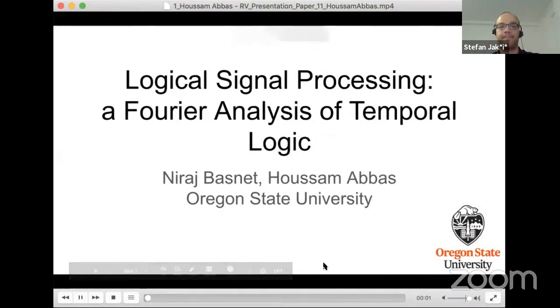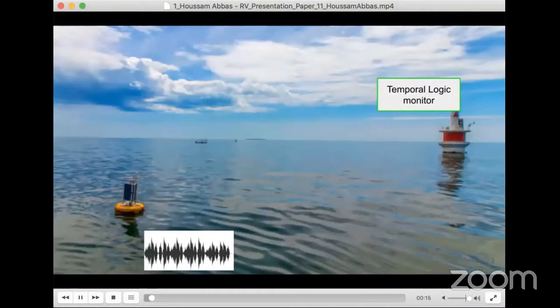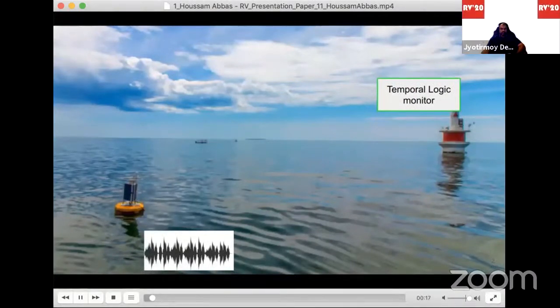Hi everyone, I'm Hussam Abbas. I'm an assistant professor at Oregon State University, and this is work by my student Niraj Basnet. So the starting point for our work is the following setup. Suppose that you have a buoy out in the ocean and it is measuring, for example, wave height, which is an analog signal, meaning continuous time, continuous range. And in this work, we're only interested in analog signals.